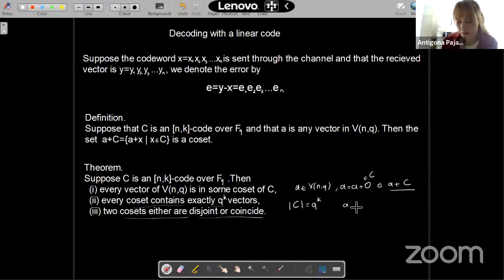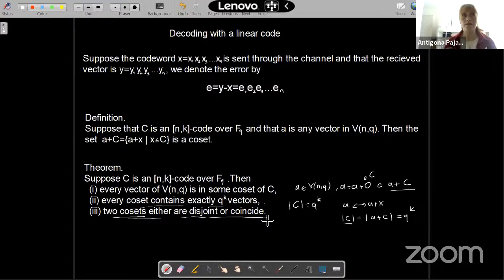Now there is a one-to-one correspondence between the elements in the code and the elements in the cosets. So this gives us that the order of C is going to be equal to the order of the coset, and we already know the order of C. So the order of the coset is equal to q to the k. And the third one says that two cosets either are disjoint or they coincide.